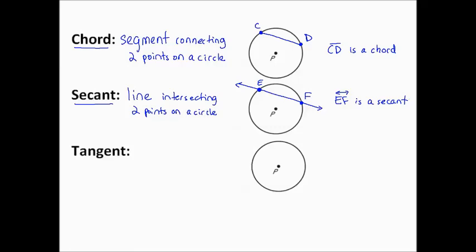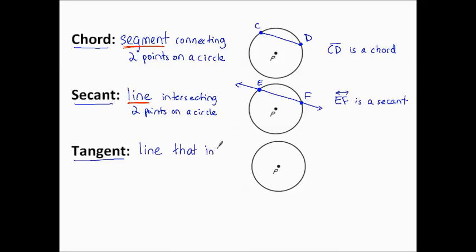Notice that a chord and a line look very much like each other, but a chord is a segment while a secant is a line. So a chord and a secant are almost the same thing, but they are segments and lines. Then we have a tangent. A tangent is also a line, or really any part of a line, so it could be a segment or a ray.